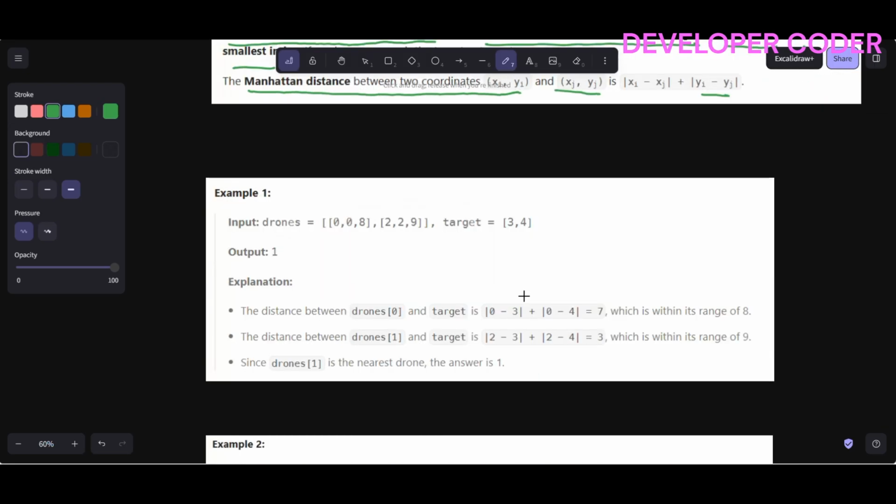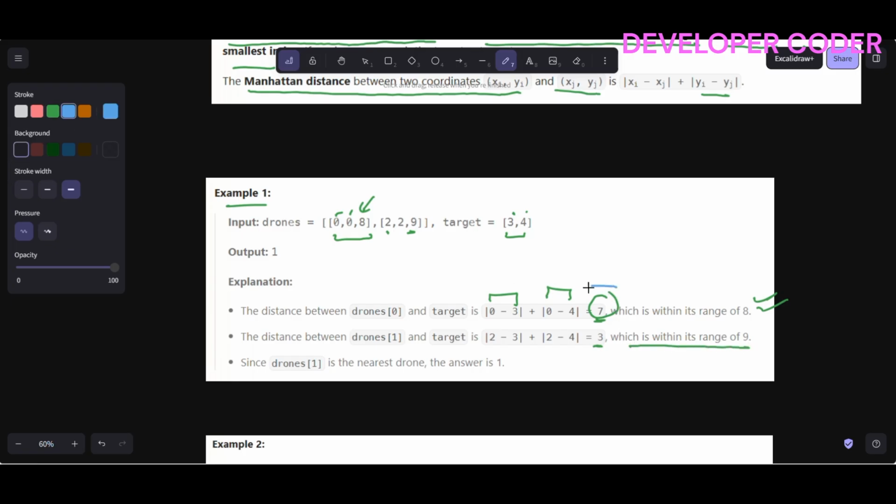So let's see what we need to do here. If you see this example number 1, first just pick this particular drone and this target. The Manhattan distance between them is nothing but absolute of 0 minus 3 plus absolute of 0 minus 4, so it is 7, and this 7 is less than 8, so this is valid. Same way for drone 1, absolute of 2 minus 3 plus absolute of 2 minus 4, add these two, the output is 3, 3 is less than 9, this is also valid, which is within its range of 9.